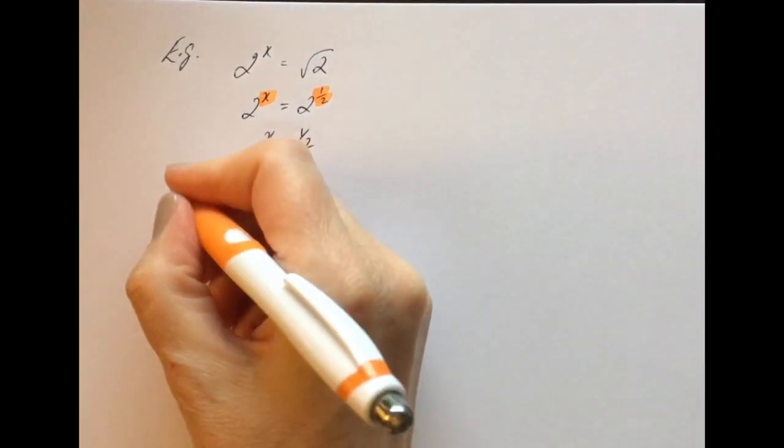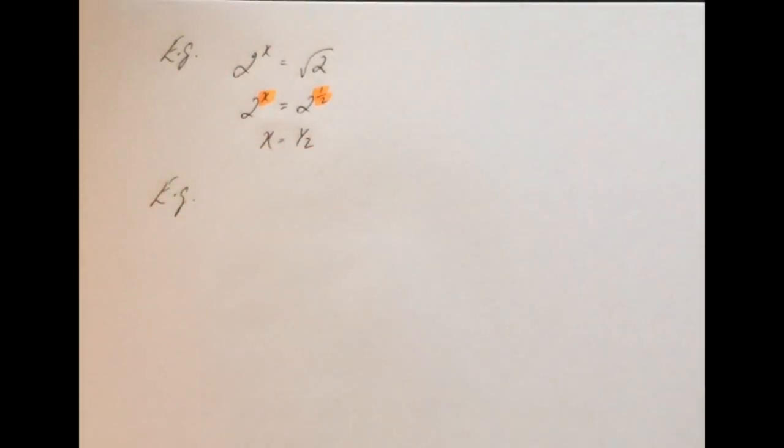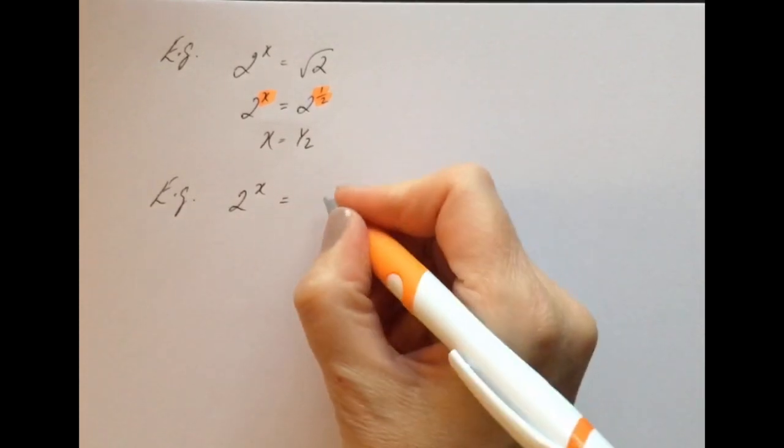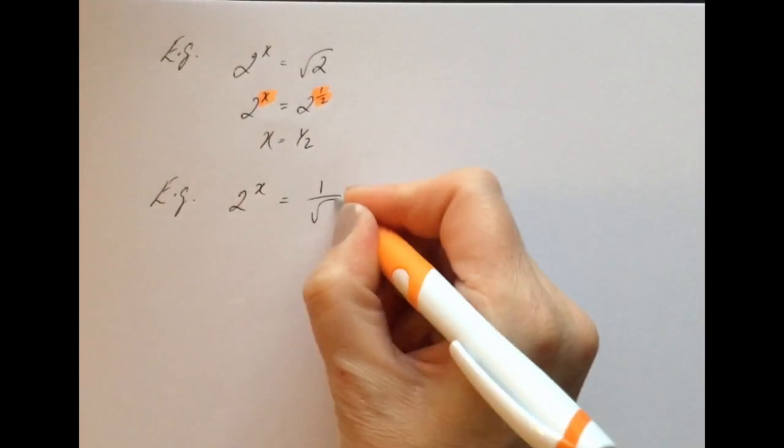Okay, let's go on to another one now. A little bit similar, but just putting an extra added element of challenge into it. Let's put 2 to the power of x is equal to 1 over the square root of 2.